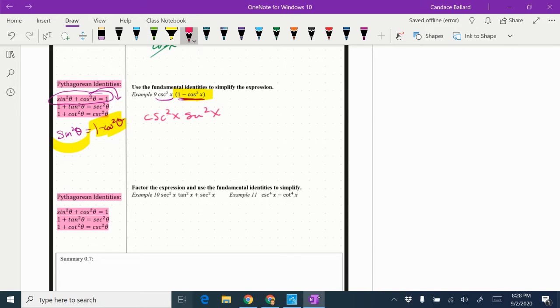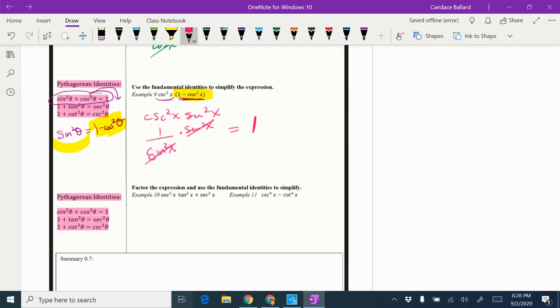Now, I'm wondering if I can do anything with the cosecant. I know the cosecant is the reciprocal of sine. So I've got 1 over sine squared x times sine squared x. And then you'll notice that these guys cancel. And so I end up with just a 1, and they can't really get simpler than 1.